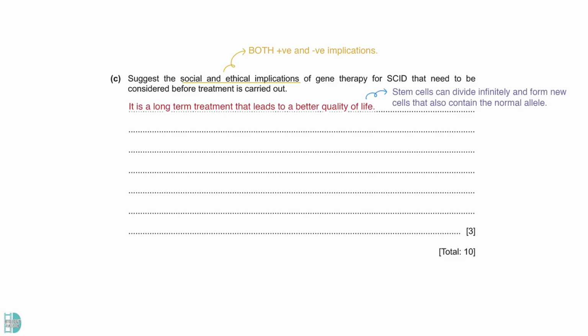Stem cells can divide infinitely and form new cells that also contain the normal allele. So, it is a long-term treatment that leads to a better quality of life. With that said, there is no need for regular injections or treatments. These will save time and money for the patients and the healthcare system.